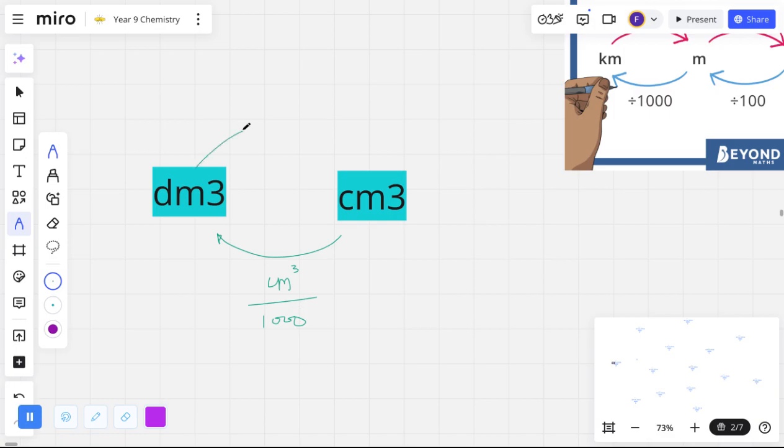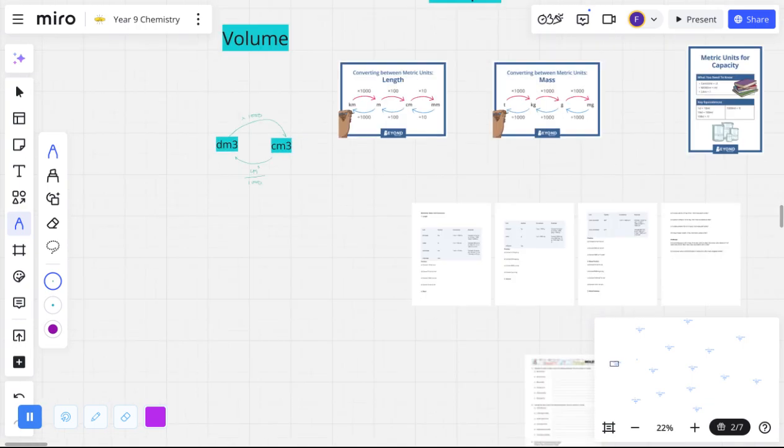If I'm going from dm cubed to centimeter cubed, I do the opposite. I do the inverse function. I times by 1000. So I'm going to use all these different terms. The truth is, I'm using these terms so you get used to them. But the other thing is, you're going cm cubed to dm cubed, divide by 1000. You're going dm cubed to cm cubed, times by 1000. Done, finished. And this is volume. And that's all you need to know.